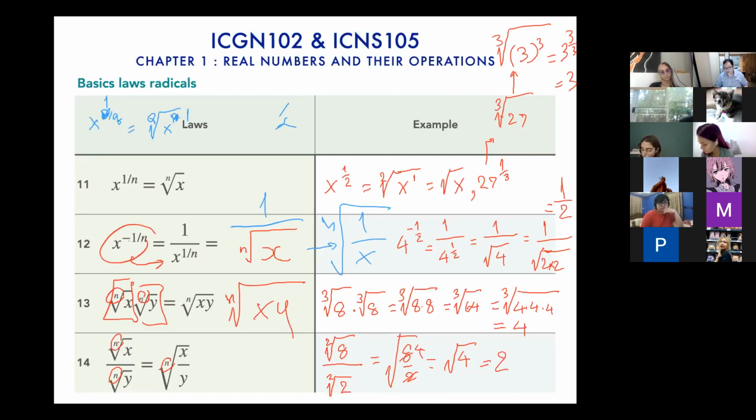Okay, right. So for this slide, do you have any questions for the basic law of the radicals? If you don't have any questions, let's move on to the next slide, the next set of law.